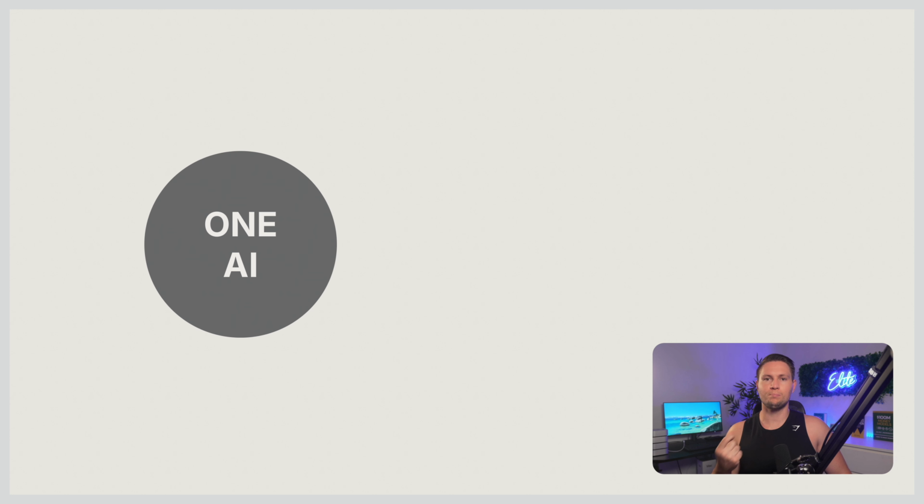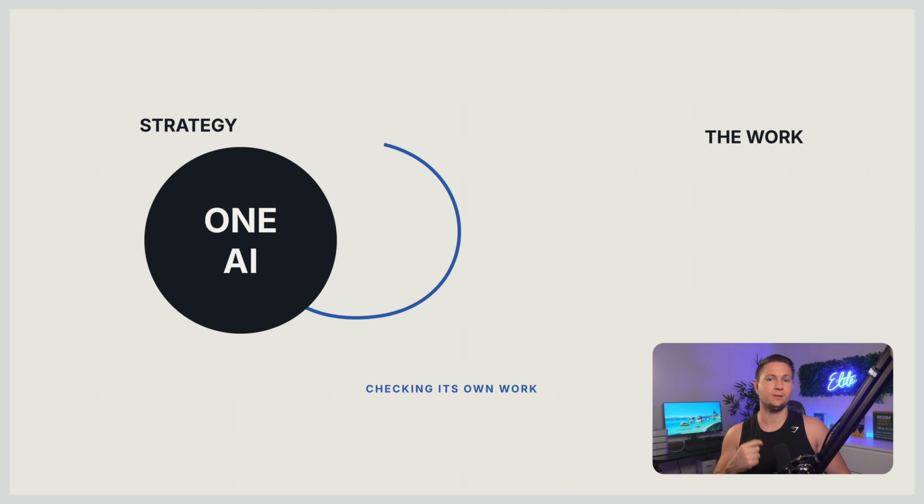Think about how most people use AI right now. They give one chat a vague instruction, and that same AI has to work out what you meant, decide the strategy, do the work, judge its own answers, and tell you when it's finished. And no good business would hire one person to be the CEO, the delivery team, and the person signing off their own work. But that is exactly how most business owners are using AI right now.